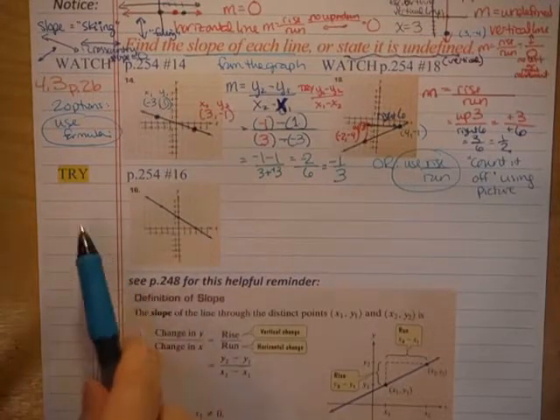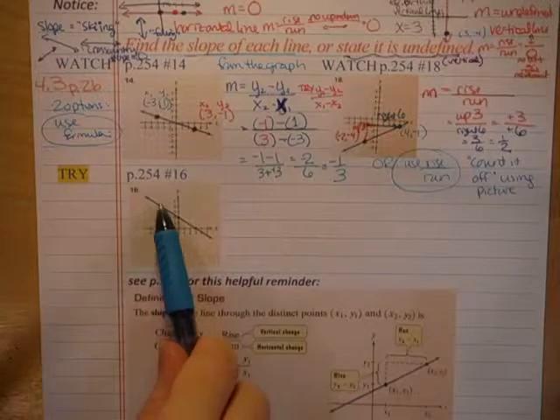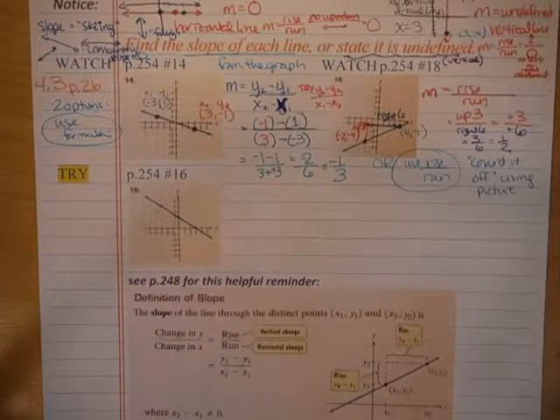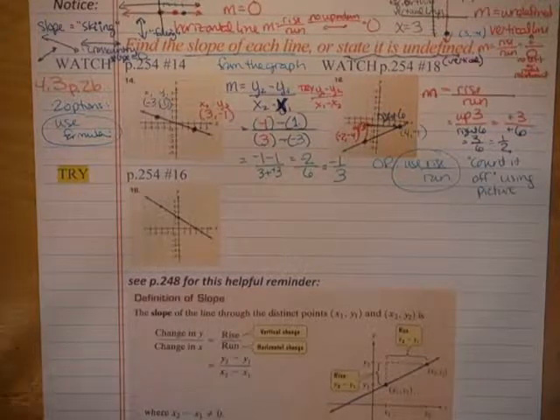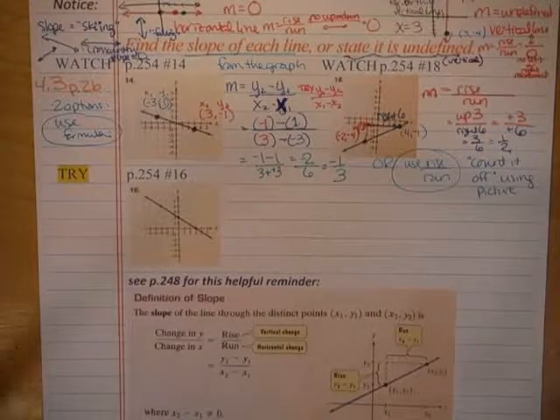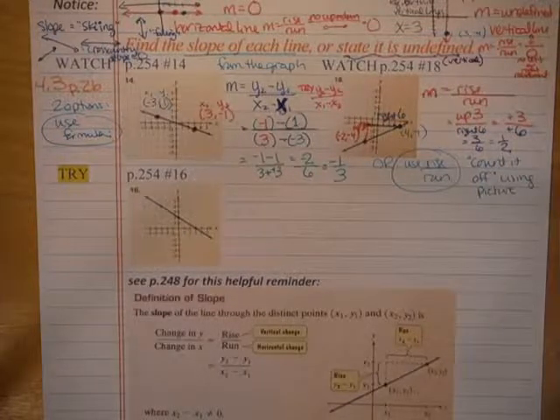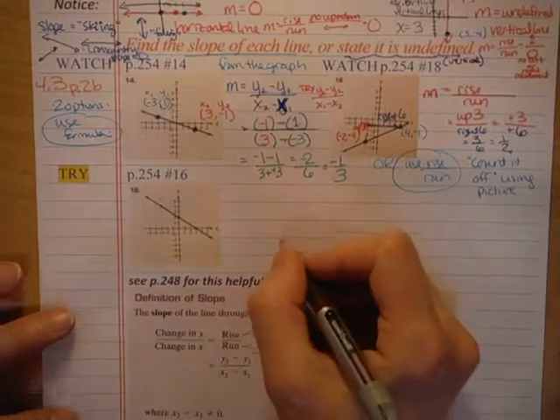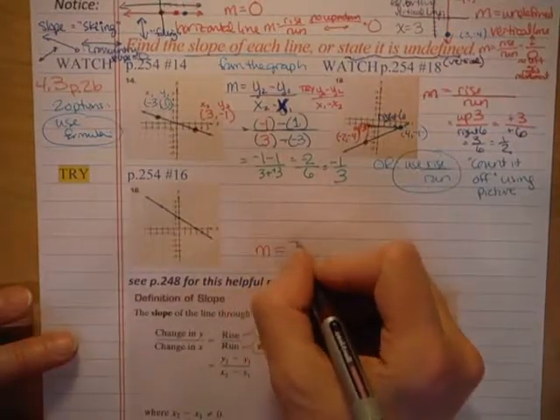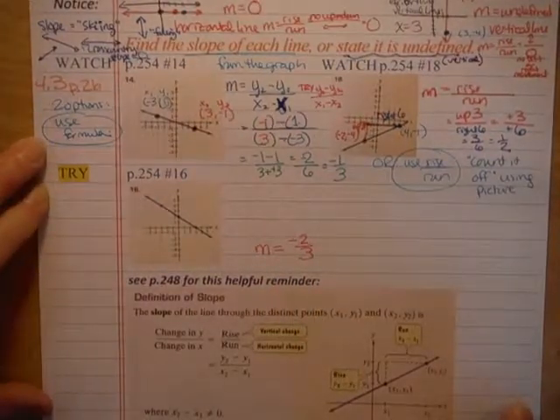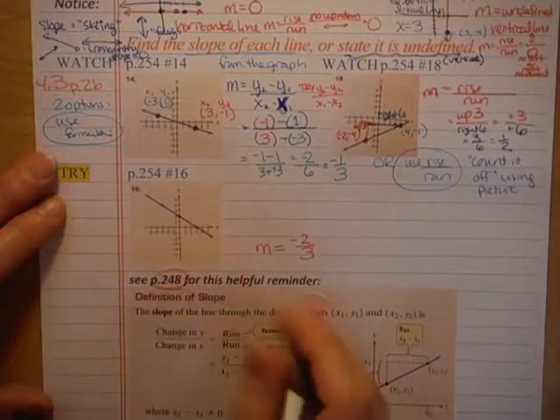Now the try problem is yours. There's several little points that are highlighted for you to be able to use. You can pick any 2 points if you're using the formula, or you can pick any 2 points to do the visual rise over run. Okay, hit pause, come back when you're ready to check your answer. Okay, you should get a slope of -2/3 for this.